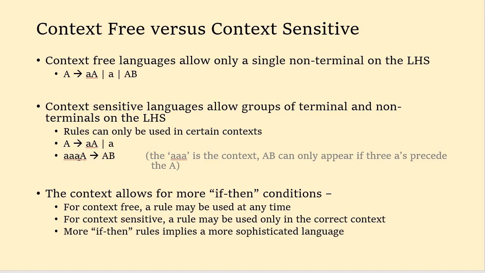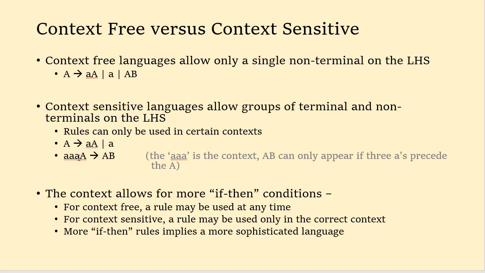The more if-then-elses or decision points you can put into a system, the more sophisticated or the more expressive that system becomes. That's not a perfect analogy, but it's a close enough analogy. So basically what we're saying is we can distinguish between contexts.